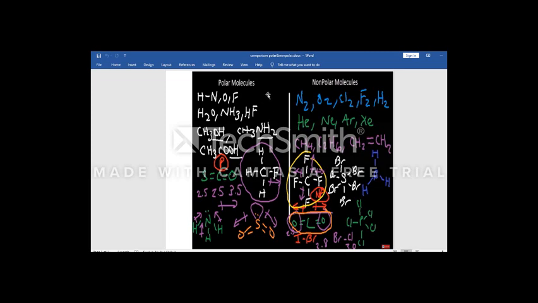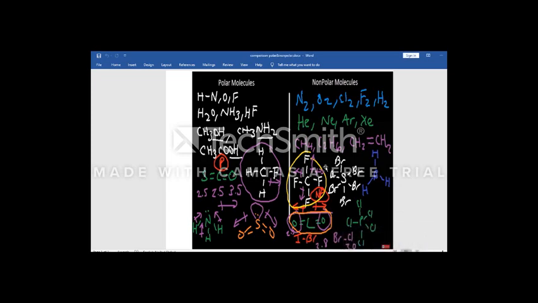First, we will recognize that nonpolar molecules include diatomic molecules like N2, O2, Cl2, F2, H2, and inert or noble gases like He, Ne, Ar, Xe. Also, organic compounds like hydrocarbons, CH4 methane, C2H6 ethane, or C2H4 ethene. Yes, these are all nonpolar molecules.